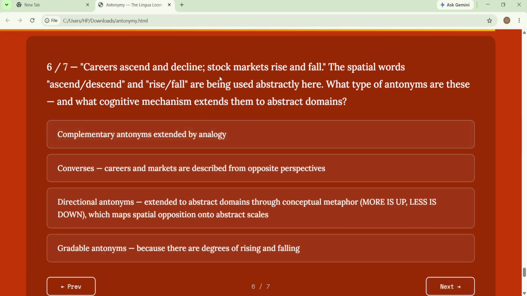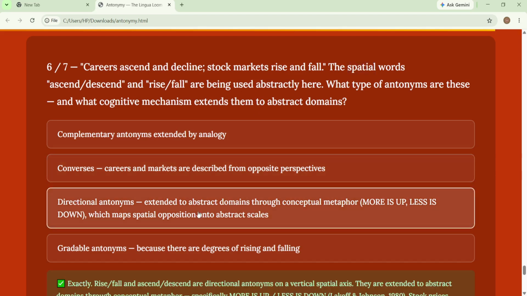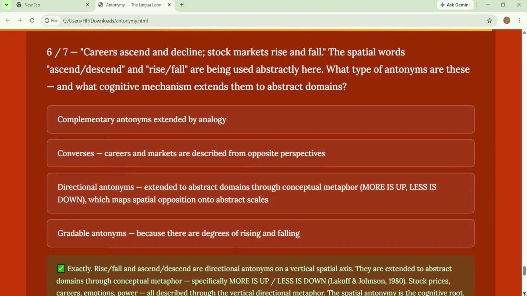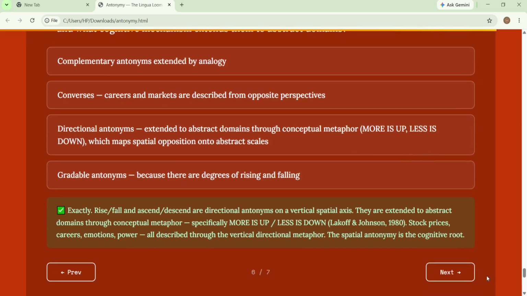So the sixth one: careers ascend and decline, stock markets rise and fall. The spatial words ascend and descend and rise and fall are used abstractly. What type of antonym are they? Well, spatial is here, so it shows from here. It's obviously directional, because directional consists of spatial or temporal antonyms.